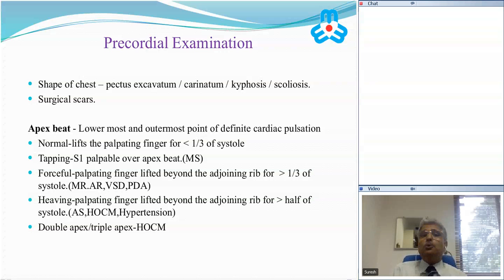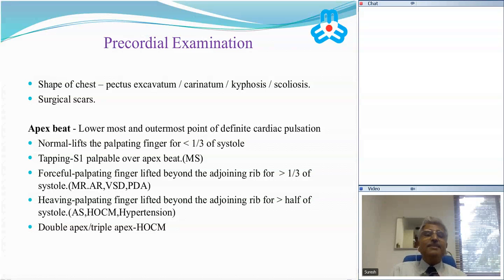Lowermost and outermost point of definite cardiac pulsation. If you don't feel the apex beat when the patient is lying down, you can gently tilt into the left lateral position and note the character of the apex beat. As far as the location of the apex beat is concerned, the way it is located in the supine position is more relevant. So, having noted the apex beat, you try to describe its character.